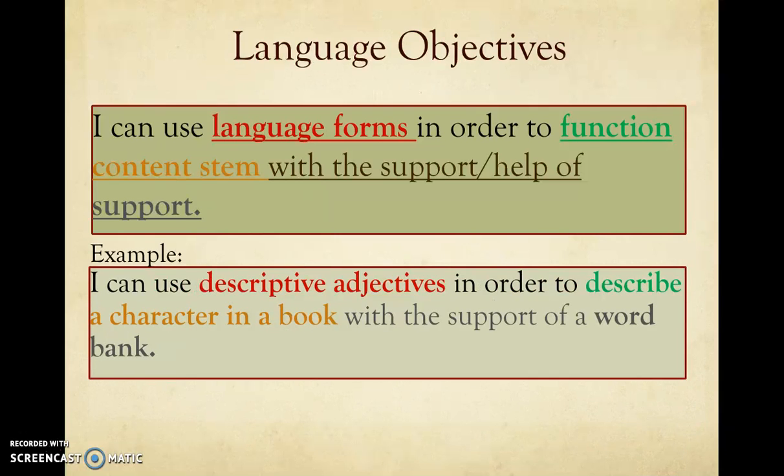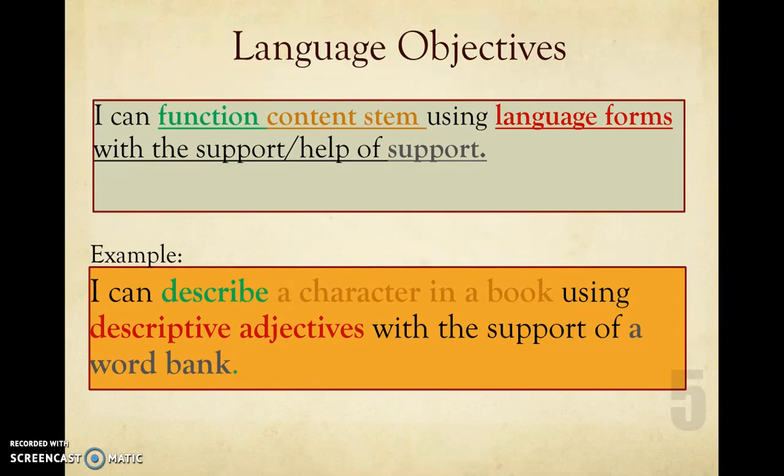So if I use the first formula to write my content and language objective, where I'm putting the language form first and then I'm adding my function and content stem, it might sound like I can use descriptive adjectives in order to describe a character in a book with the support of a word bank. Breaking this down a bit, descriptive adjectives are the language form. Describe is the function, it's the purpose of the language. A character in a book is the content stem. And the WIDA support here that I'm using is a word bank.